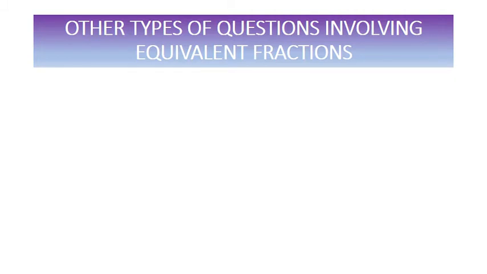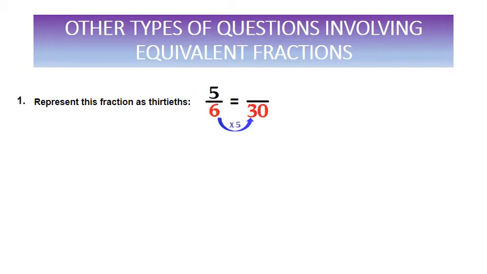So here are some other types of questions that we might be asked involving equivalent fractions. Number 1, represent this fraction as 30ths. If we remember, we get the name of the fraction from the denominator. So if we're talking 30ths, that means we need to change 5, 6 into a fraction with 30 as the denominator. So just as before, we start from the fraction with all the information, which is the 5, 6, and we read across. And in this case, we've got all the information in the denominators. So we say, what have we done to the 6 to change it into 30? We've multiplied it by 5, so we do exactly the same to the numerator, and there's our answer.